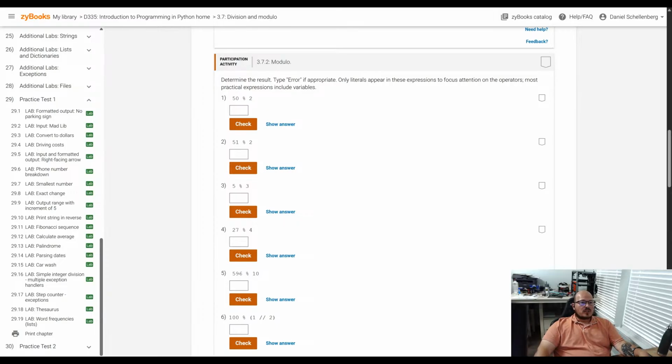Determine the result. Type error if appropriate. Only literals appear in these expressions to focus attention on operators. Most practical expressions include variables.